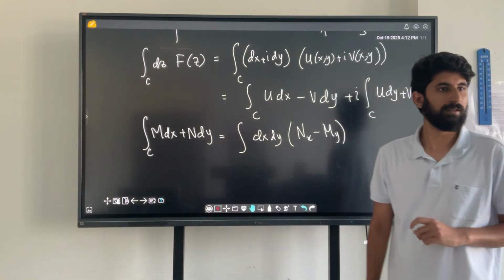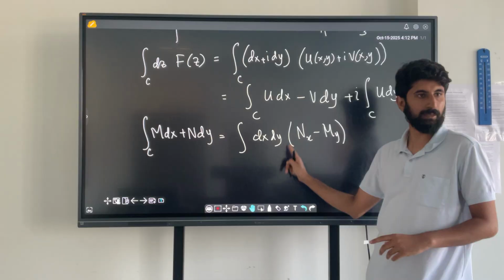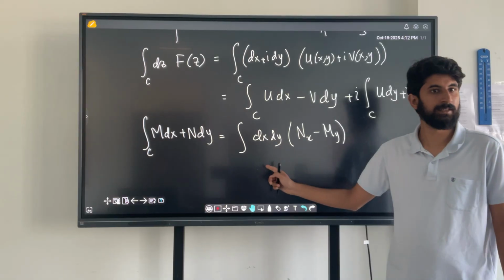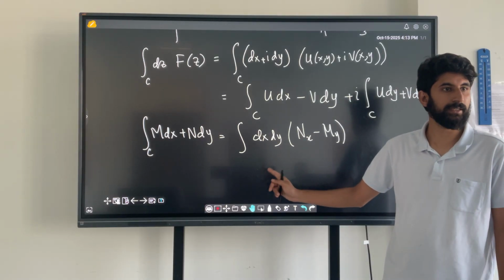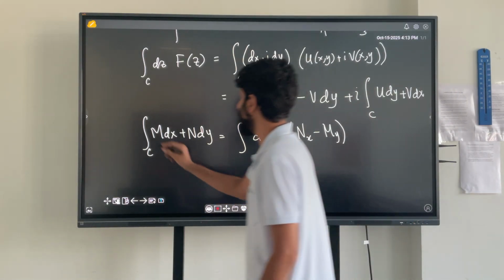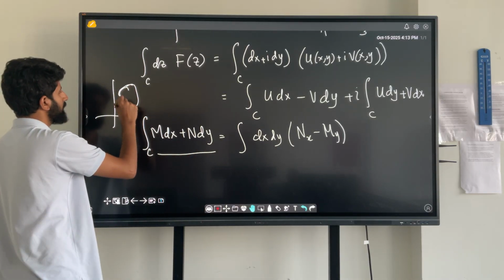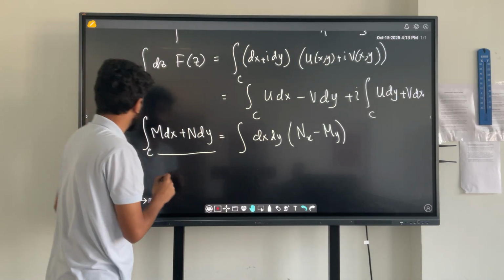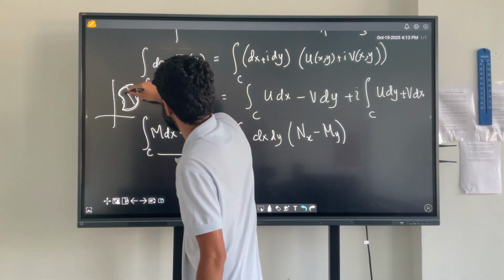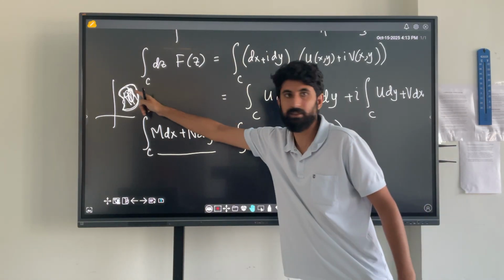Now, what is this integral over? This is a double integral, so the integration should be over some area. What is that area? The area of the loop that you are considering. So whatever C you have, this integral is over this loop, but the double integral has to be over some region, and the region is this. The region inside.